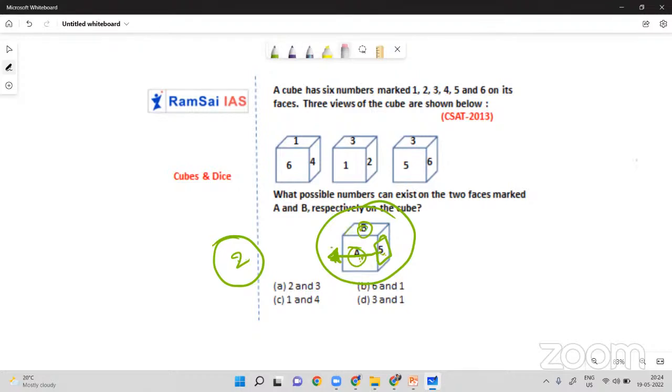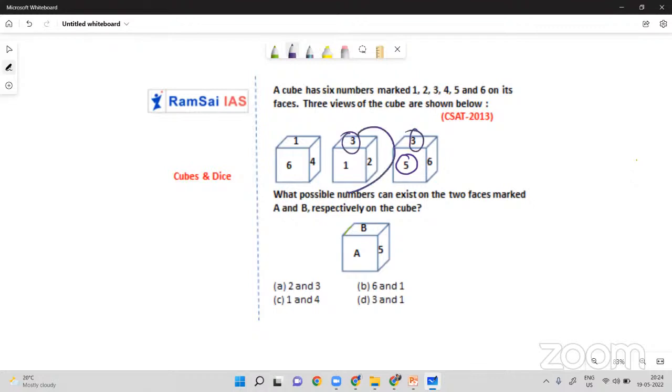Yes or no? Side face only, na, for A and B. So I'll just try to find out the opposite face of 5. How to find out? Where is 5? 5 is here, but there is no other view with 5. But can you find? Here we have 3 and 3 in common.